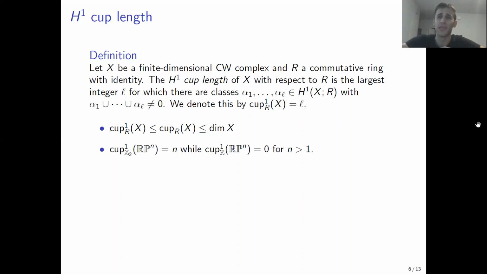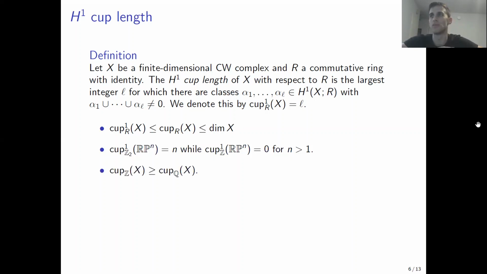This quantity is highly dependent upon the ring you choose. For example, if you consider RP^n, the real projective space, then if you use Z2 coefficients, its cup length is n, it's maximal, it's as large as it can be. While if you use integral coefficients, it's 0 because H1 is equal to 0. There is no cohomology in degree 1.